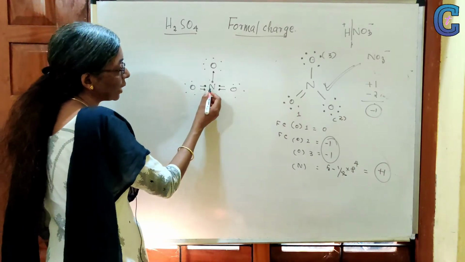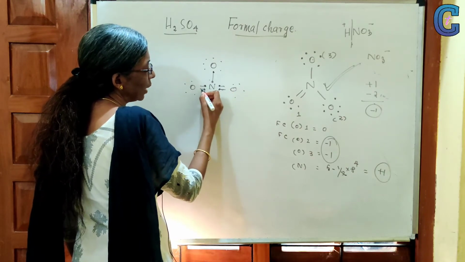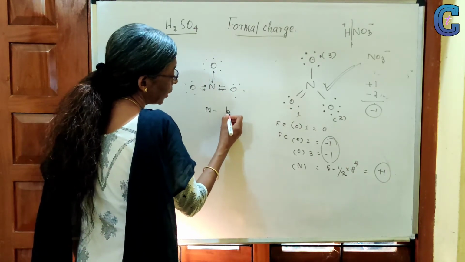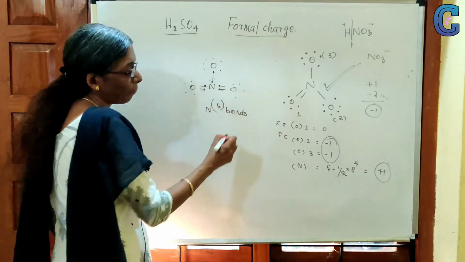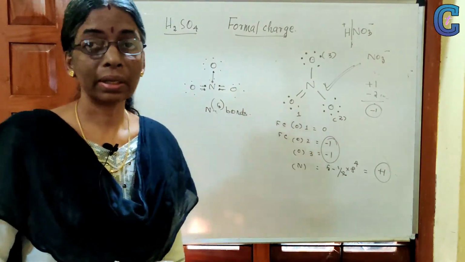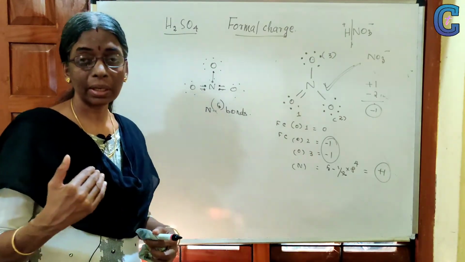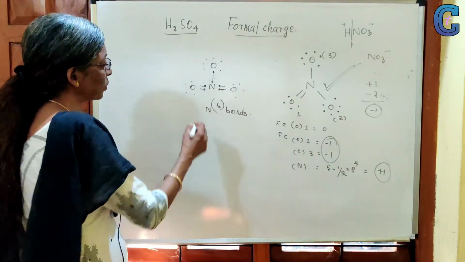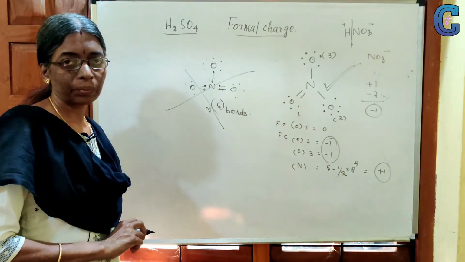Here you see nitrogen, that covalency. Here 1, 2, 3, 4, 5. So here nitrogen is forming 5 bonds. Nitrogen cannot form 5 bonds. Why? Because nitrogen's covalency can be extended up to 4. So this structure is absolutely wrong. So you cannot go for this structure.